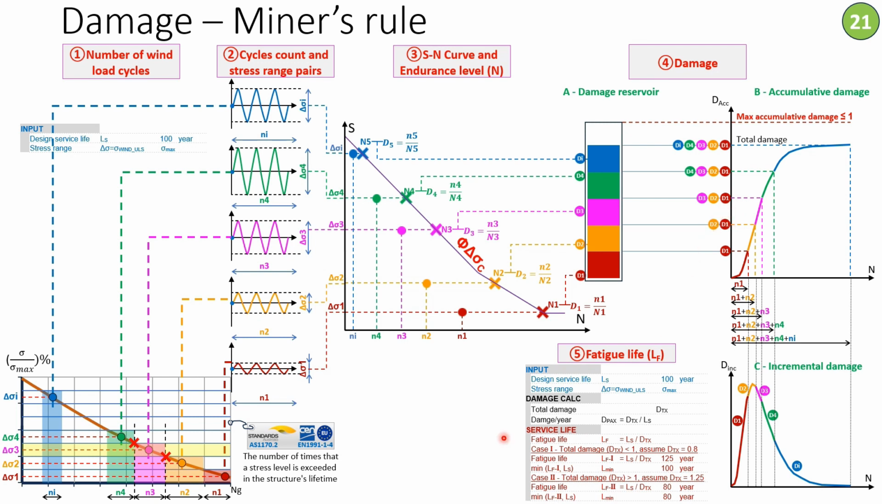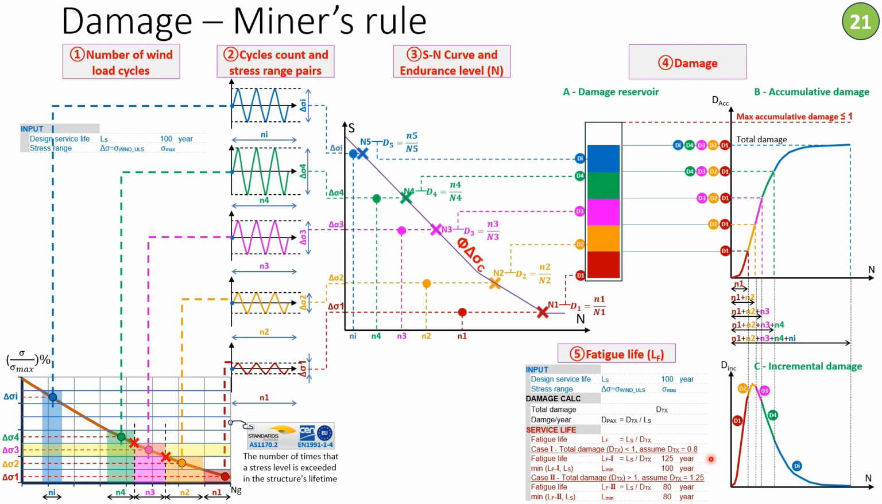Now, how do we specify the remaining useful life of a certain structure? If we calculated the total damage, there are two scenarios. The total damage might be greater than 1, which is not desirable, or less than 1, which is the design intent and the design target. If we speak about a damage less than 1, let's say equal to 0.8, the fatigue life equals the design service life divided by the total damage: 100 years divided by 0.8 gives you 125 years.